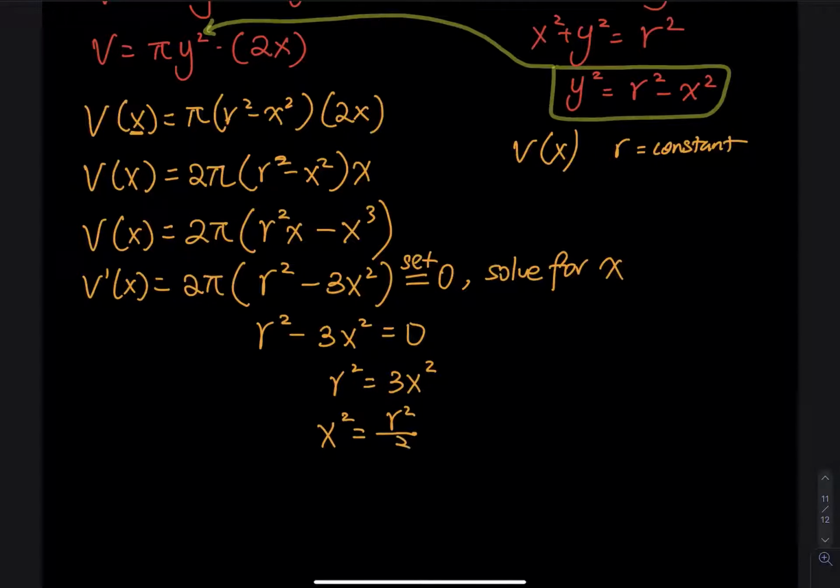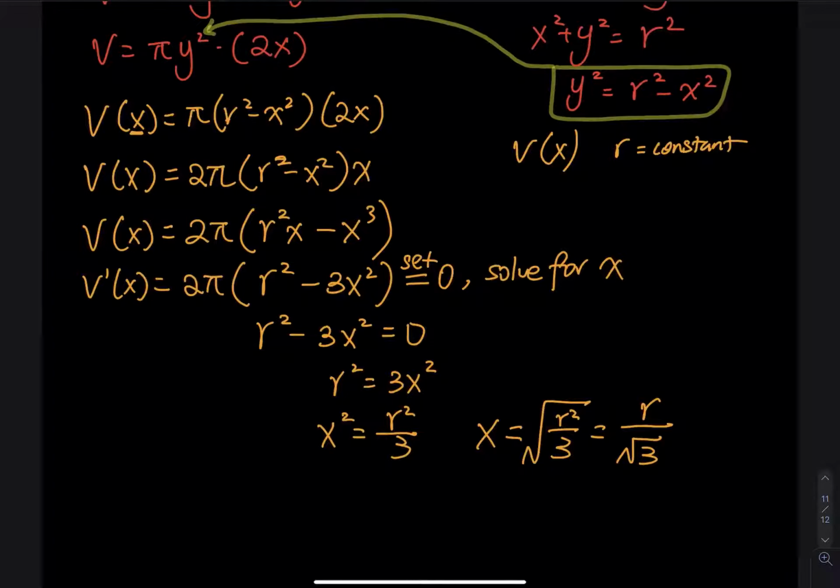And then you take the square root on both sides. You don't need to worry about the plus or minus because x must be positive, because it's about the length, right? It must be positive. So x is equal to the square root of r squared divided by 3. So that is equal to r divided by square root of 3.